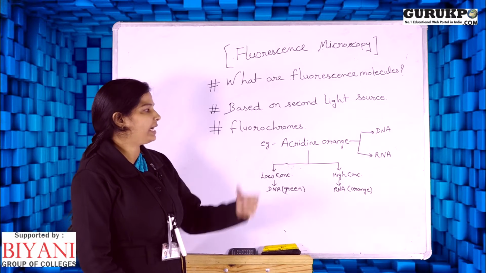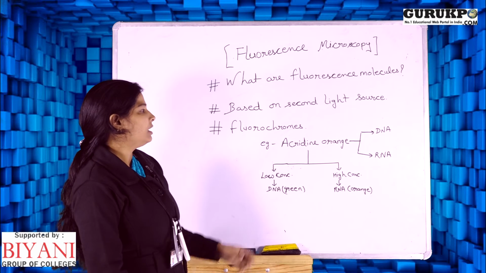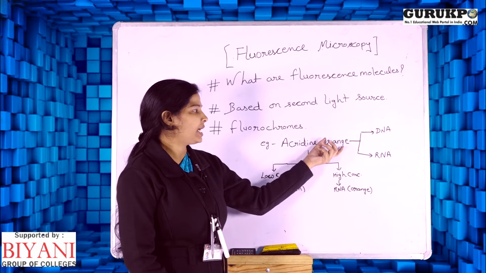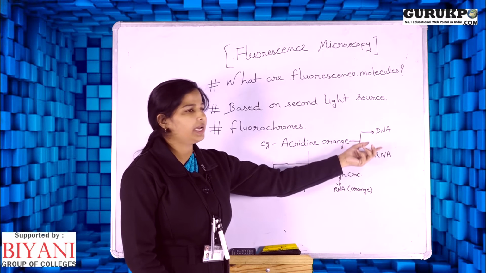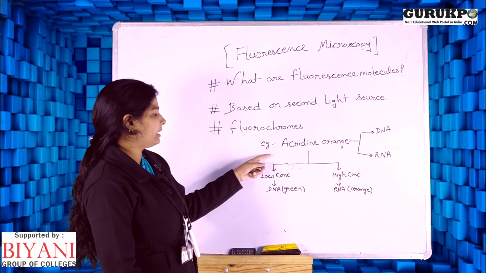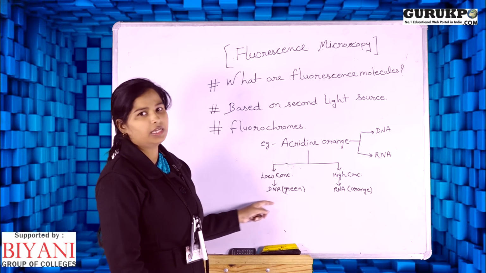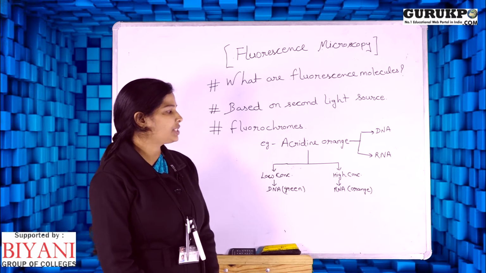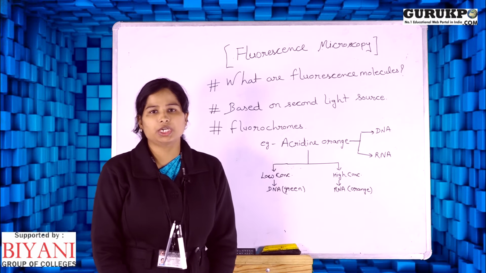For example, acridine orange is used as a fluorochrome dye for DNA and RNA staining. At low concentration, acridine orange stains the DNA green, while at higher concentration it stains the RNA orange.